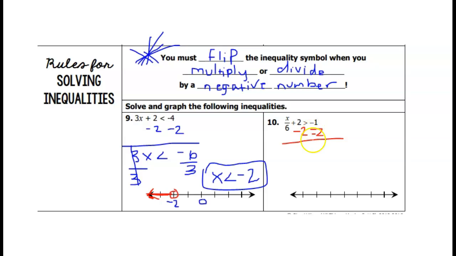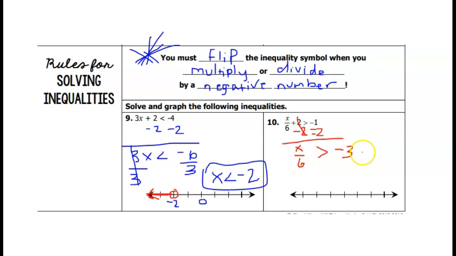Sorry, they kind of went together, guys. But I end up with x over 6, because to the left, these 2's go away. And then this is greater than -1 minus 2, which is -3. Are we all on the same page? Not too much has changed.